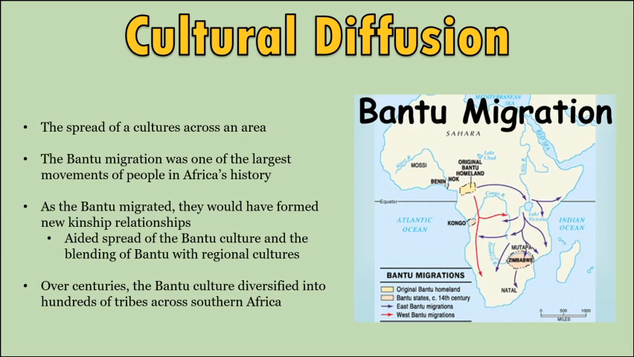When they migrated, they would have formed new kinship relations with different tribes that were in different areas where they settled. And in doing so, they would have spread their culture and blended their culture with others. And so we see the spread of the Bantu language and the adaptation of the Bantu language into other regions. And this is how we get regional dialects. We know today that there are hundreds of tribes across South Africa that have incorporated the Bantu culture or language in some way or are direct descendants from the original Bantu migration.